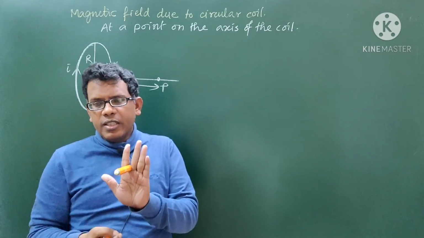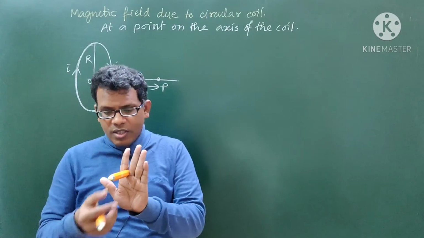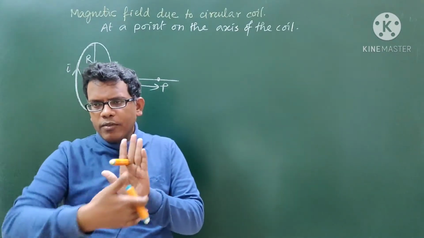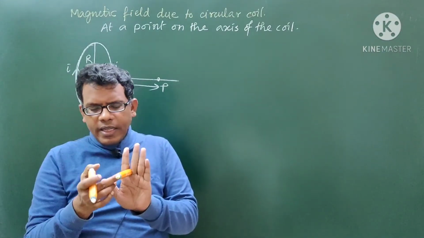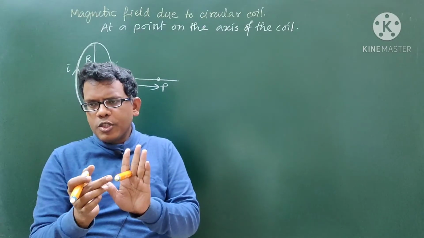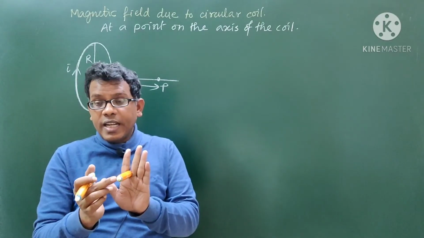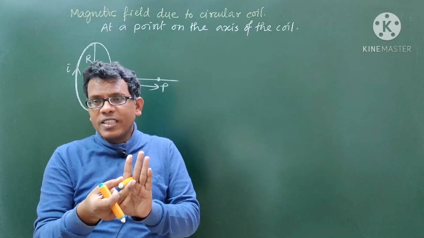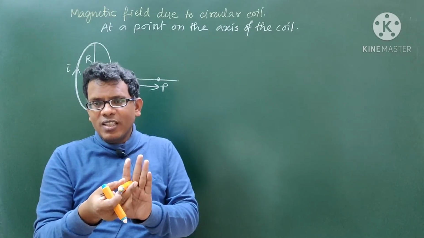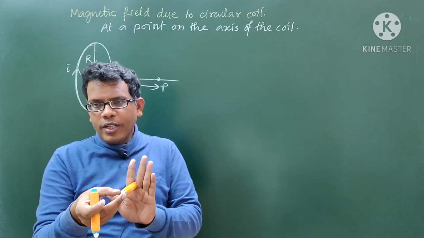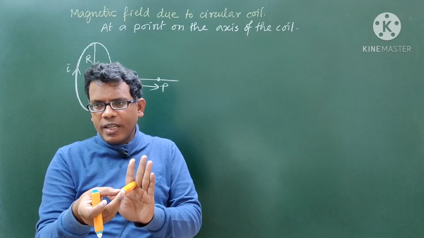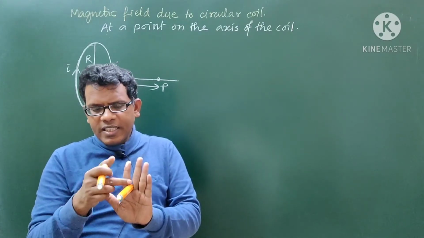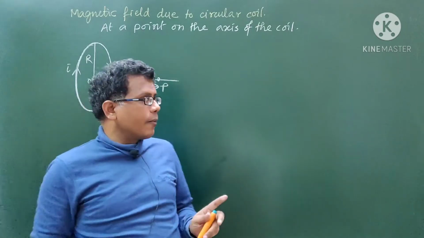You need to focus on the geometry here. This is the plane of the circle, taking this point as center, and this position of the chalk holder indicates the line which is the axis of the circle. So the required point is somewhere here. We need to know the magnetic field at this point. This is the x, and this radius is capital R.